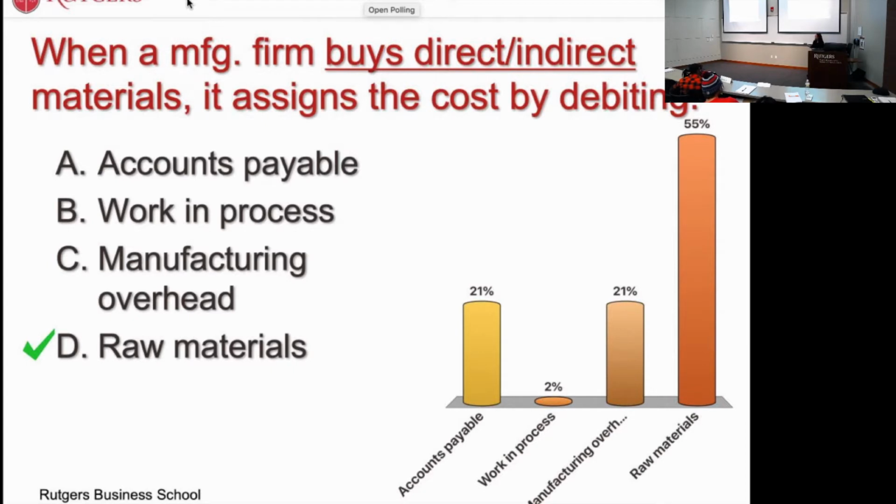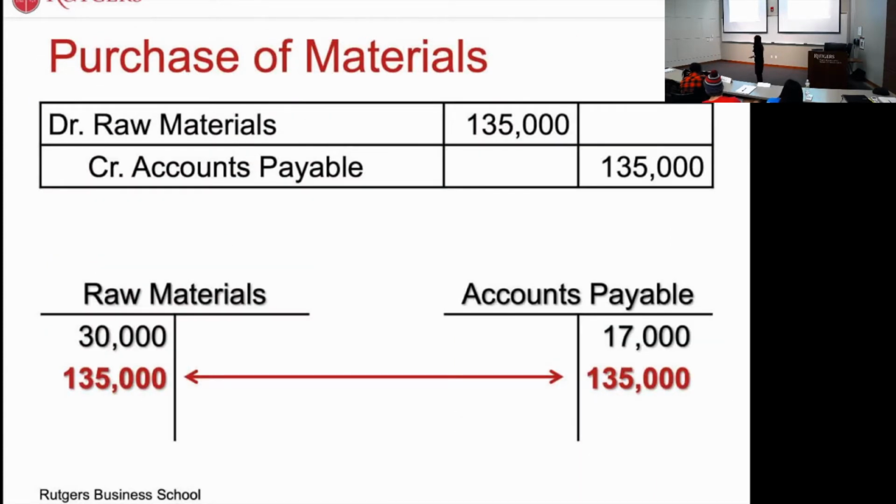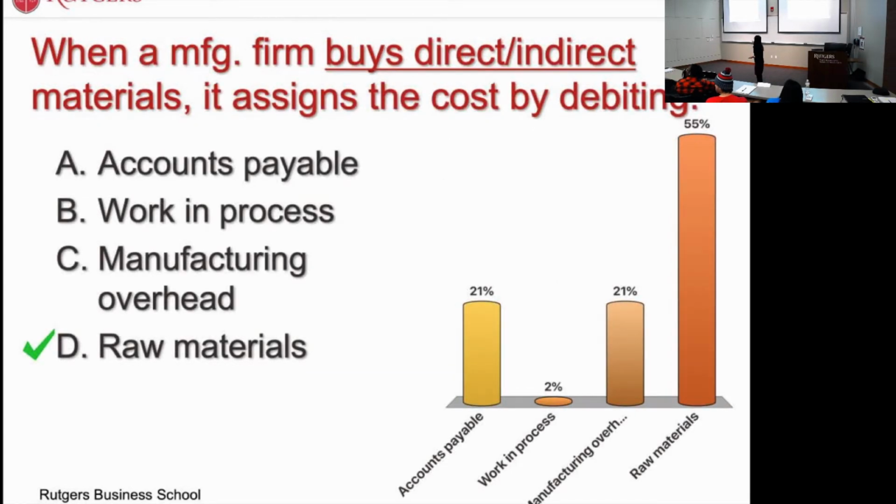Right, so when we purchase the materials, no matter whether they are direct or indirect, we still just have an increase in the raw material. So we debit the raw material as a whole. Yes? Yeah, and it was also in the slides from before, you had the raw materials and the accounts payable, and the debit was raw materials. And it said which one was debit. So it assigns the cost by debiting. So debiting, did you choose the accounts payable? That's what I picked. Oh, you picked it.